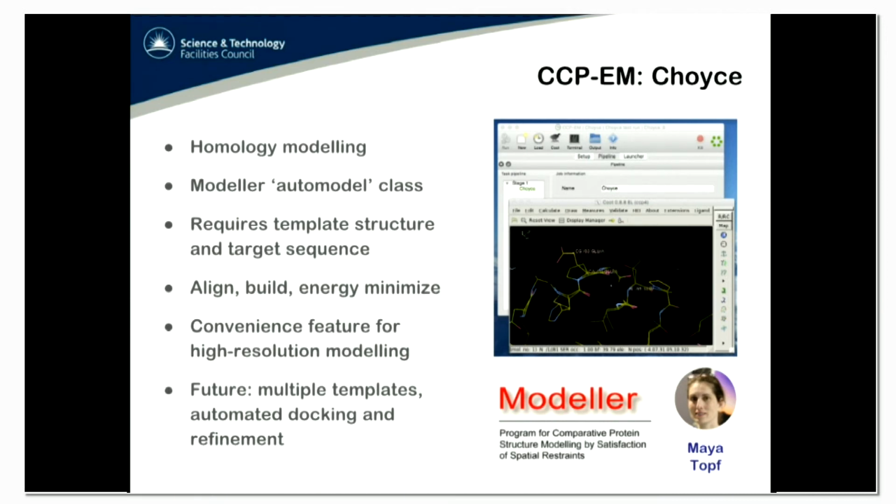And we think this is going to be a useful kind of convenience feature for high-resolution modeling. So rather than you having to manually change 100, 200 side chains in Coot, you can do this as an initial pass and then start working with the correctly sequenced model.